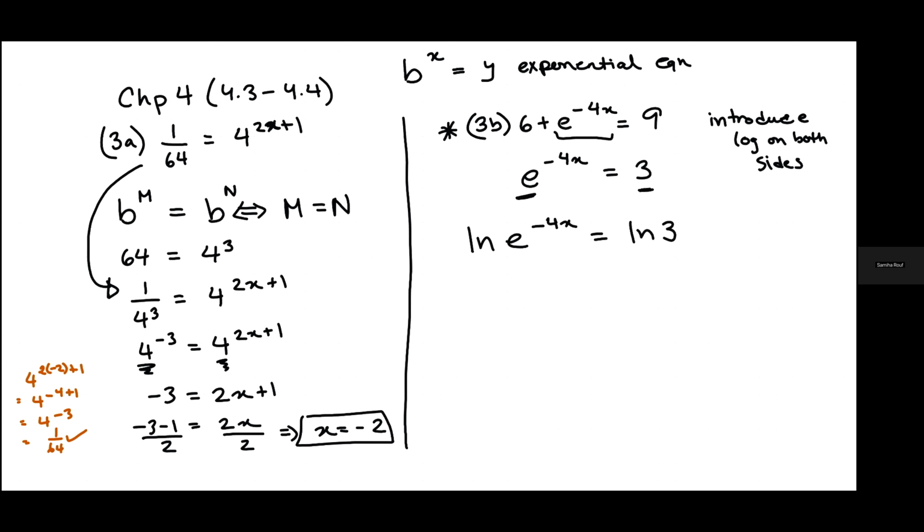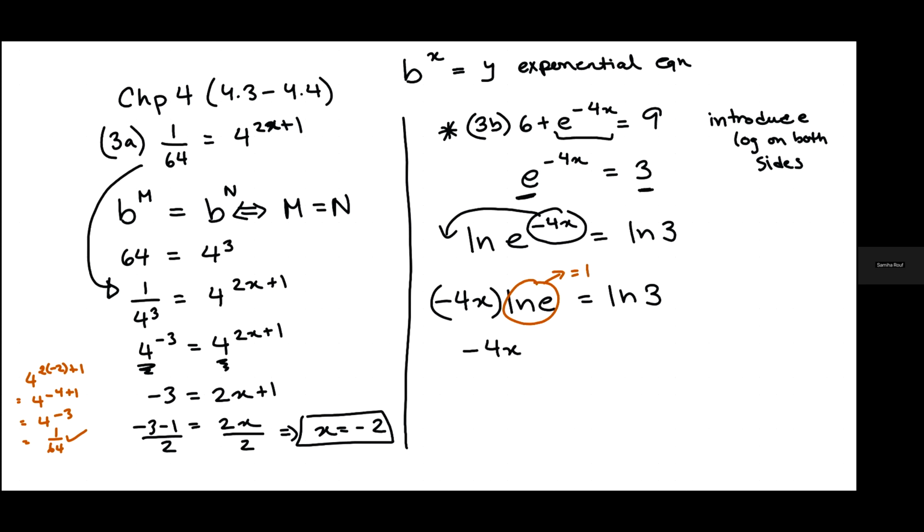Okay, so now that we have this, using the properties of log, this is an exponent, so it can be moved forward to give you negative 4x times natural log of e equals natural log of 3. And this is why, if you're going to introduce a log function, it's better to introduce natural log, because natural log of e is equal to 1. So we're just left with negative 4x equal to natural log of 3.